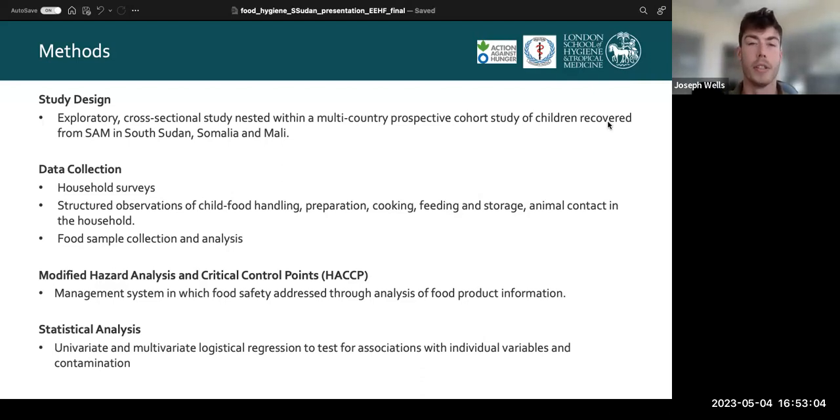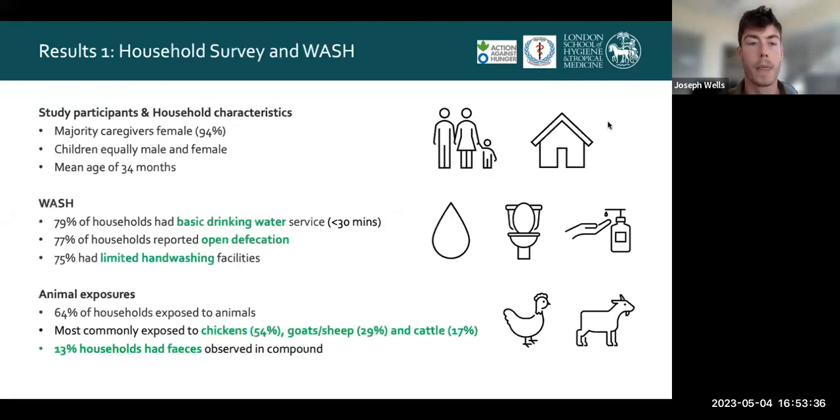And also within these 200 households, food samples were collected and analysed for total fecal coliforms and E. coli. Using the structured observations, we were able to produce food flow diagrams, which helped us to look at food safety and analyse the food product information. And also using the household surveys and the structured observations, we were able to conduct risk factor analysis and understand the variables that may be risk factors for food contamination.